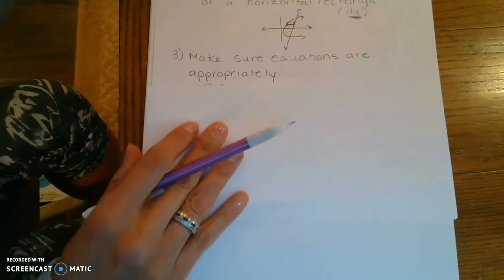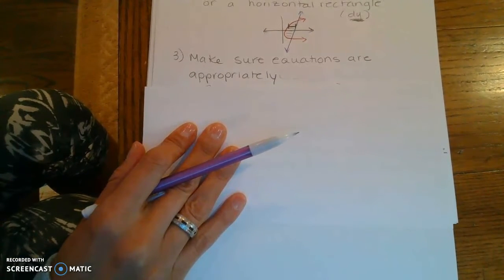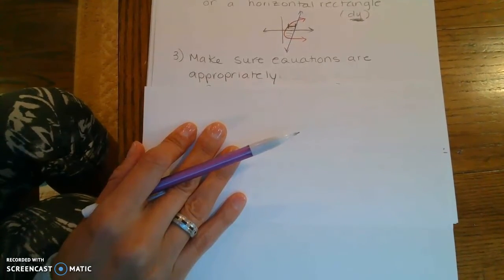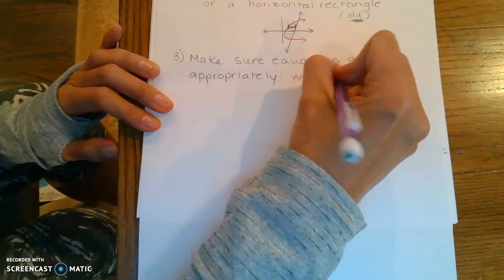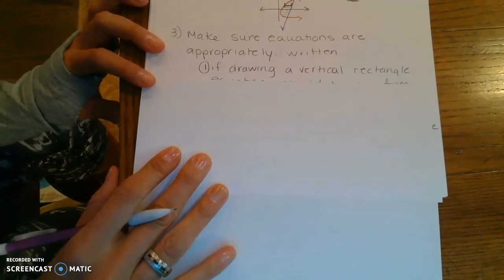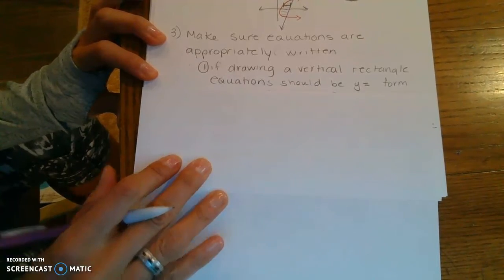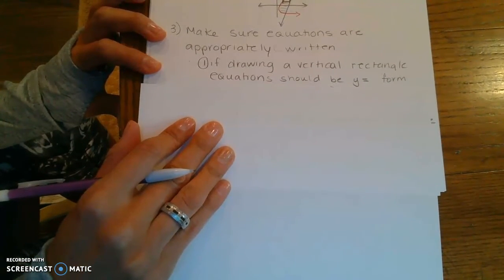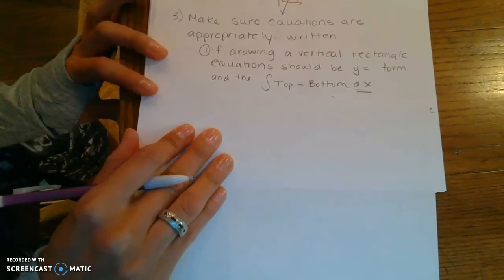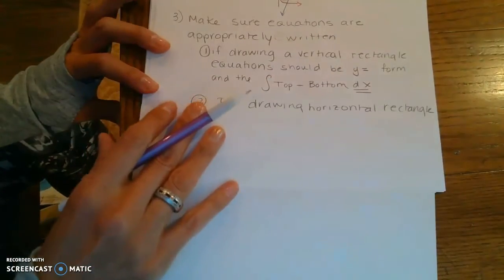Okay. So now, once you've decided what rectangle you're going to draw, a vertical or a horizontal, you want to make sure your equations are appropriately written. If you're drawing a vertical rectangle, the equation should be y equal form. So you'll have the two equations, y equals this, y equals that. Everything will be in terms of x. And your integral is going to be top minus bottom, and your variable of integration will be dx.